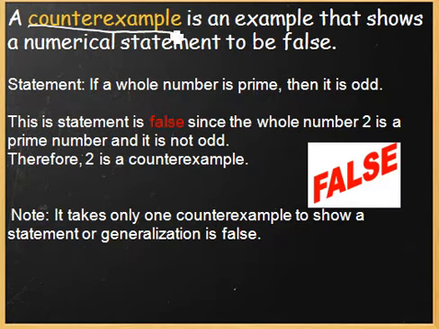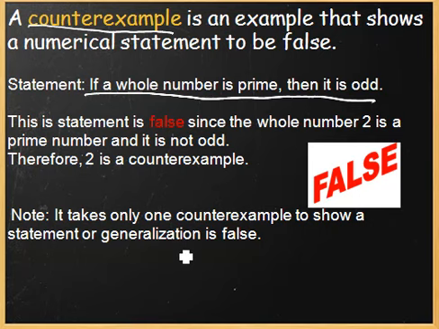A counterexample is just one example that shows a numerical statement to be false or invalid. For example, we could look at the statement, if the whole number is prime, then it is even. If we recall, prime numbers are numbers that have exactly 2 factors, one and itself. Our set of prime numbers are 2, 3, 5, 7, 11, 13, and so on.